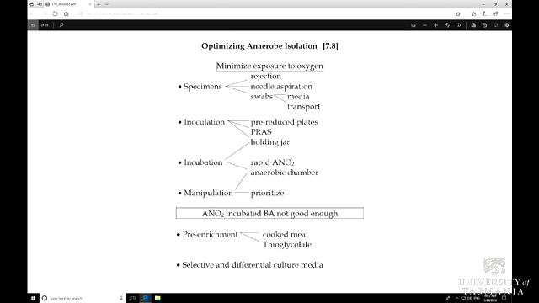I buy them now. We used to make them ourselves when I first started in the lab. We used to buy an ox heart from the butcher and chop it up into bits and cook it and make our own broth. It was great. So you use that, or use thioglycolate broth.